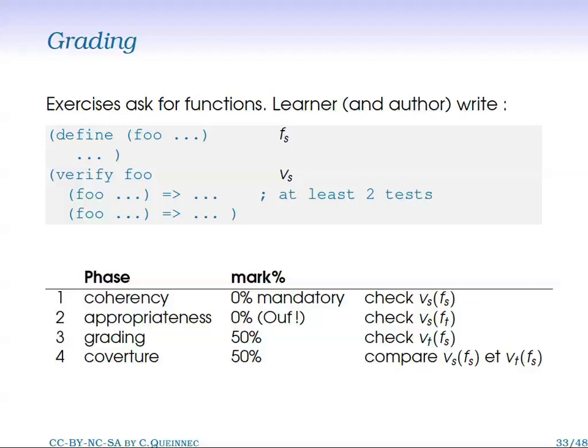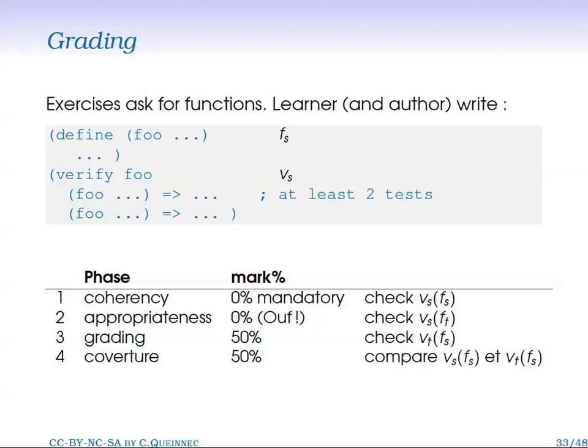In fact, we discovered last year at the first edition of the MOOC that it's not exactly correct, and I will explain in the next slide. Fortunately, the weight of the mark for that phase is zero. So whenever it fails or not, it's zero. We just check. I will explain.